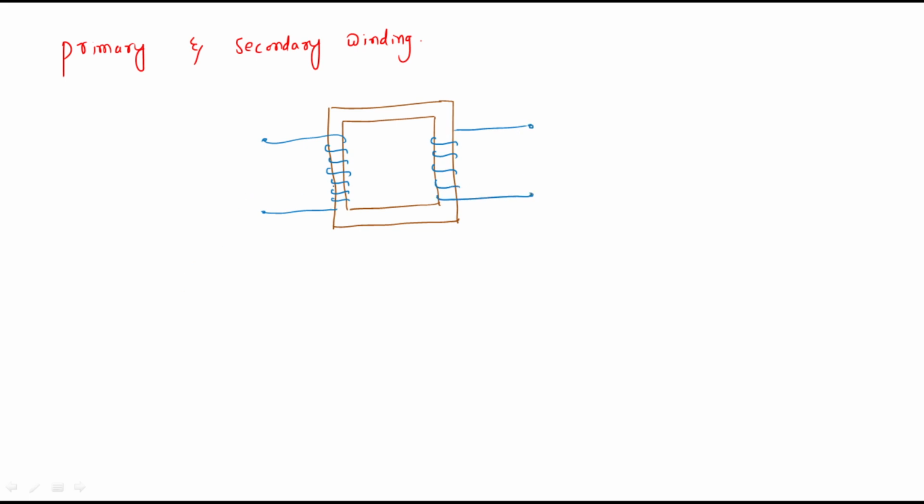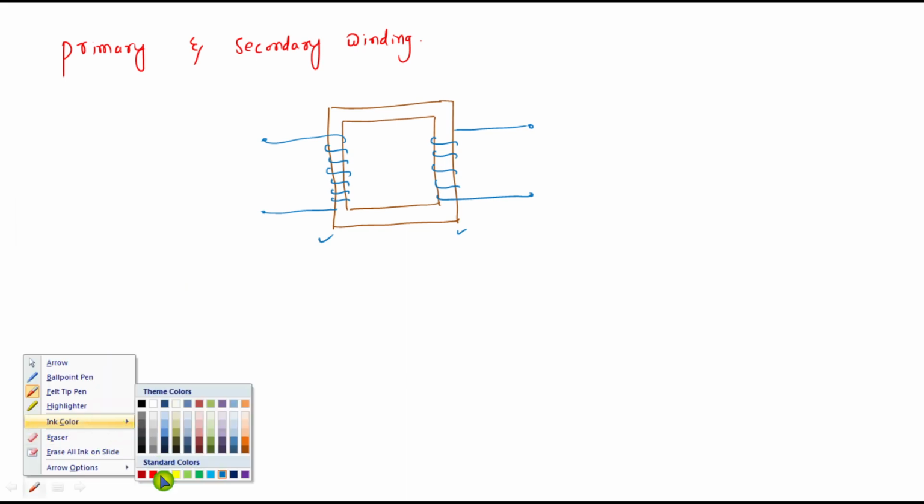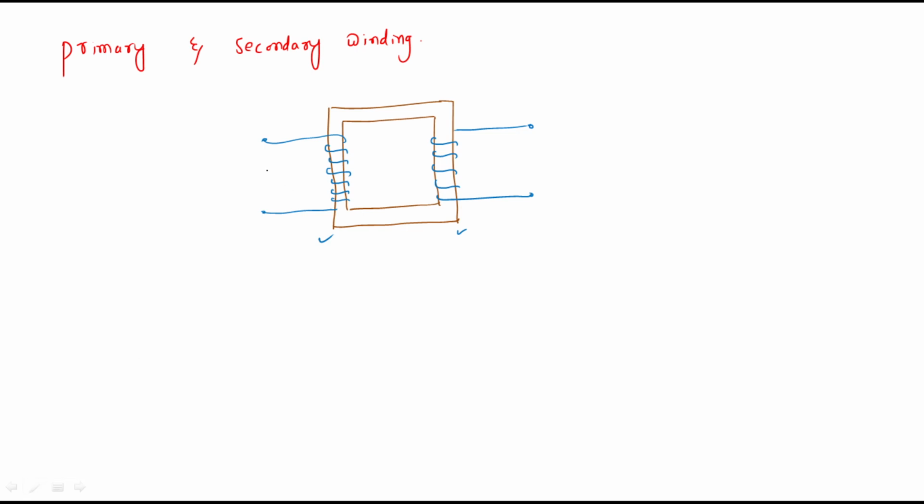So obviously this is LV, this is HV, right? But how can we say this is primary or secondary? Whenever there is a source, that is called primary winding. Whenever we have a load, that is secondary winding. So let us say this is the source. We have provided a source across any winding, whether it is LV or HV. When we have a supply voltage across any winding, that winding is called primary winding.